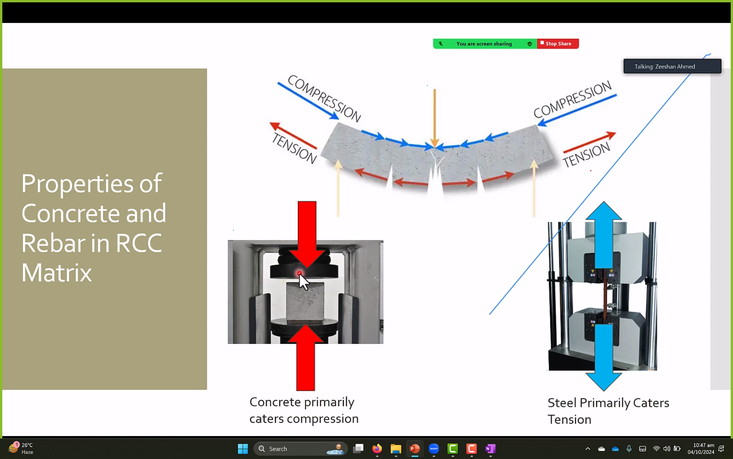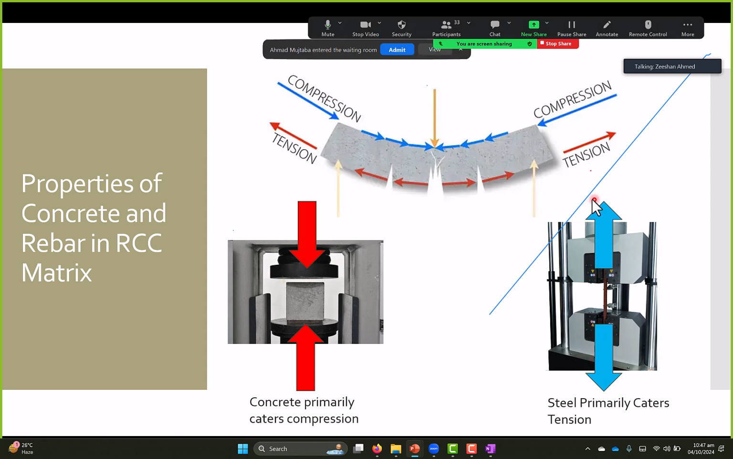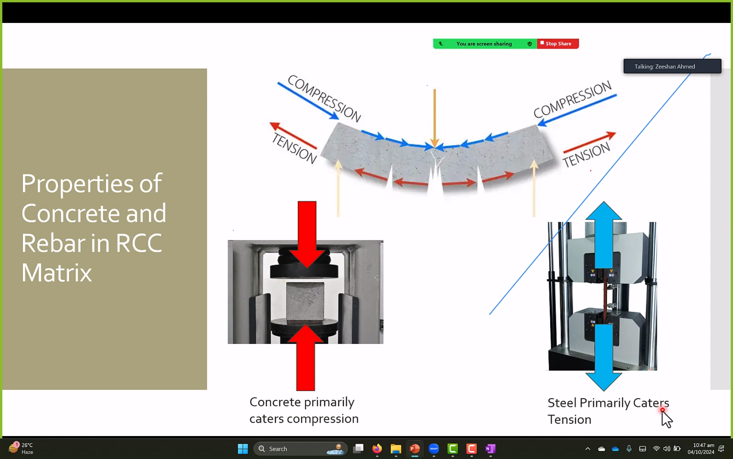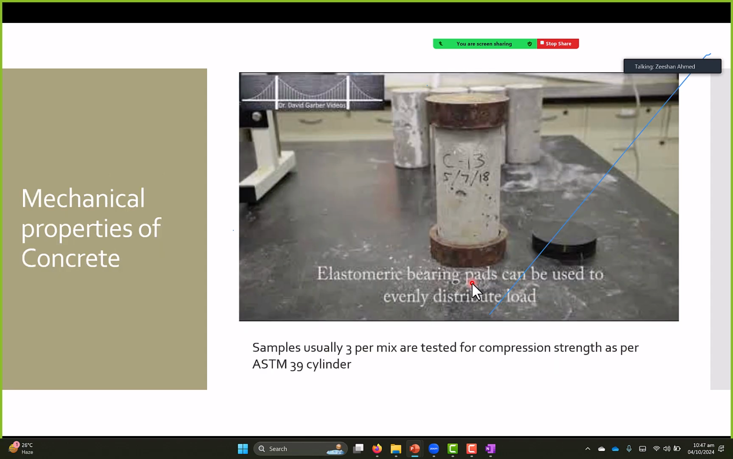So it is considered only as a compression element. So this will cater to our compression on top. But what about tension? Obviously, as we discussed in the last class, we will put some steel in it because steel primarily caters for tension. So if you see these two arrows, steel is tested against tension, and concrete will always be tested against compression. Make sense?